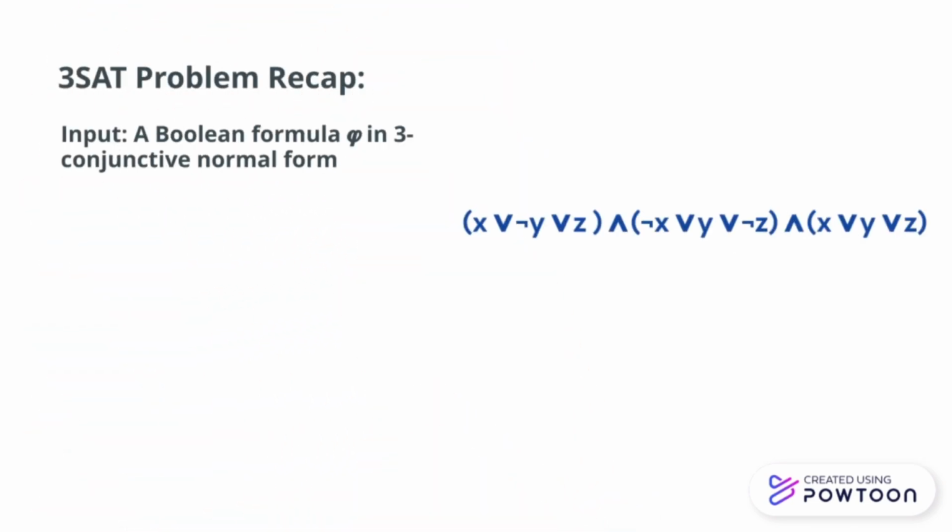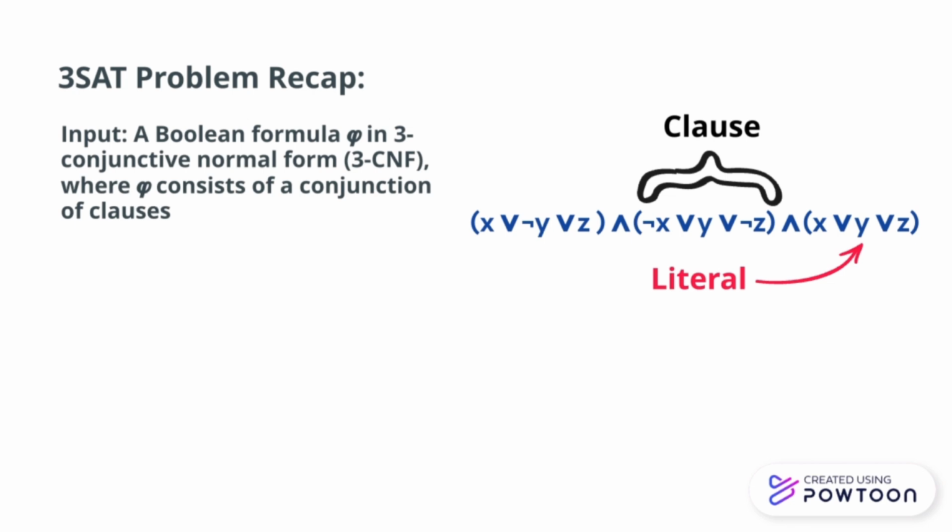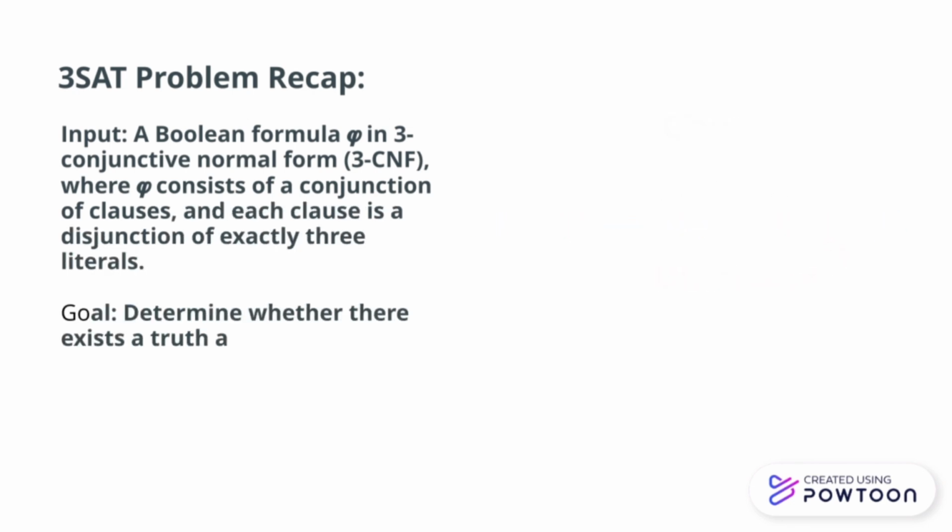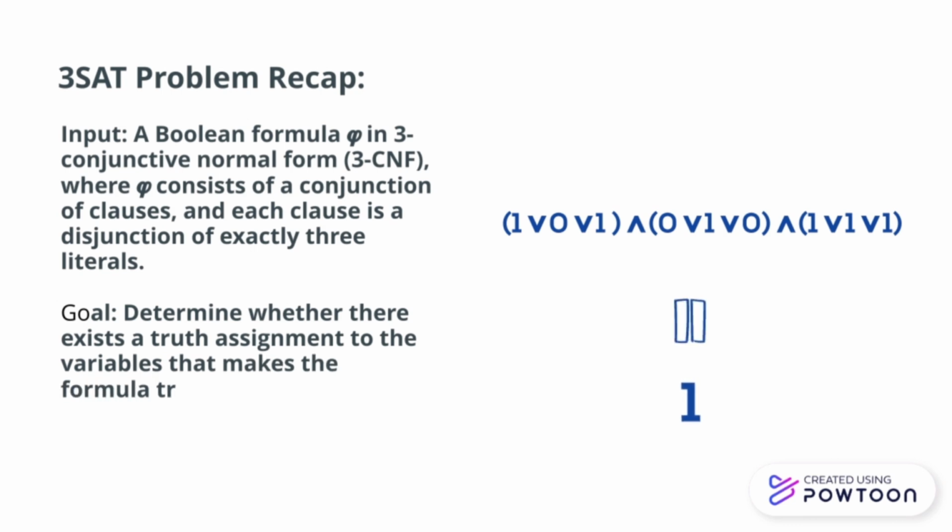The 3-SAT consists of an input, a Boolean formula phi, in 3CNF form, consisting of a conjunction of clauses, where each clause is a disjunction of exactly 3 literals. The goal here is to determine whether there exists a truth assignment to the variables that makes the formula true.